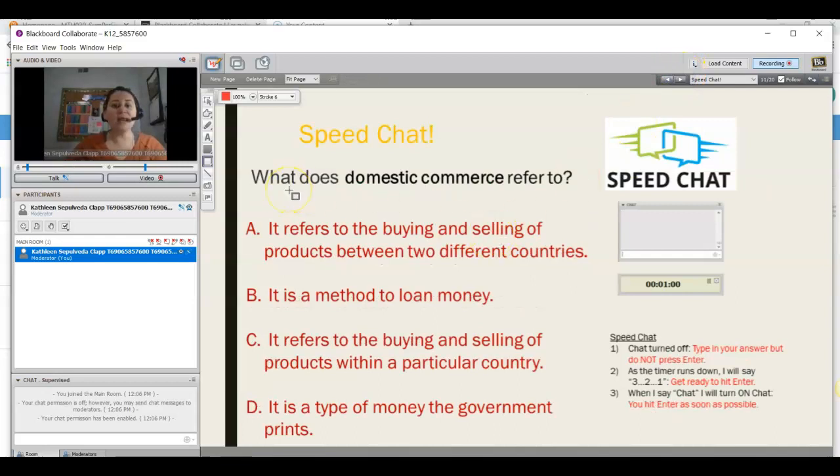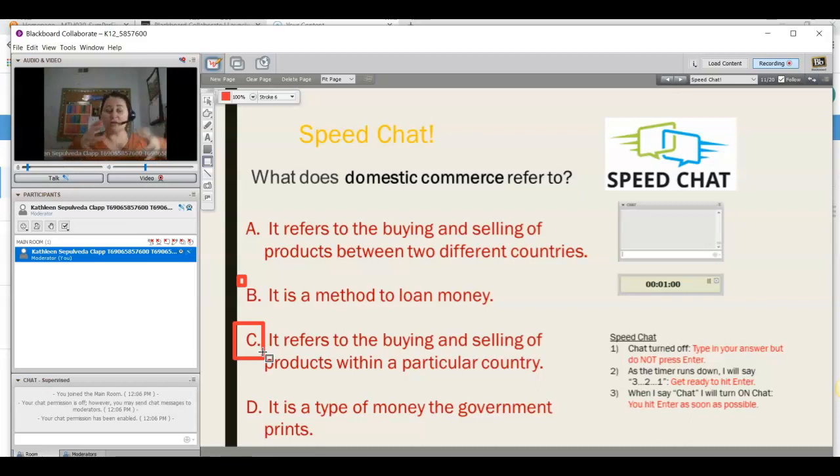All right. So what does domestic commerce refer to? So let's look at that. Domestic commerce refers to the buying and selling of products, and it's right here. I almost put the wrong one. It is the buying and selling of products within a particular country.